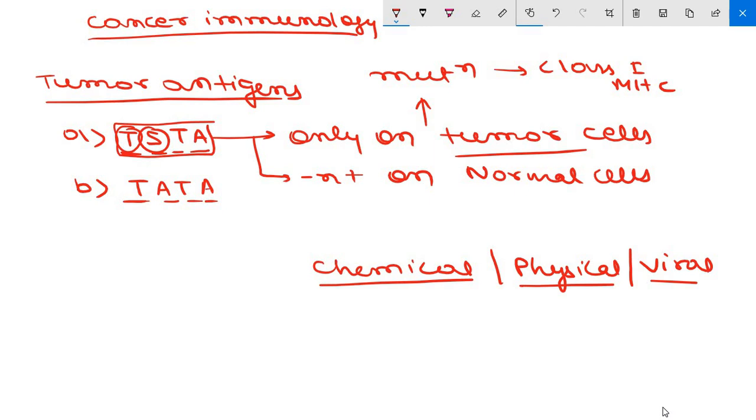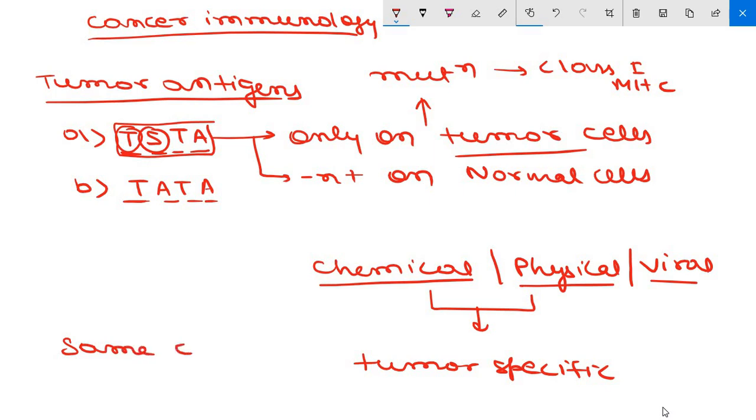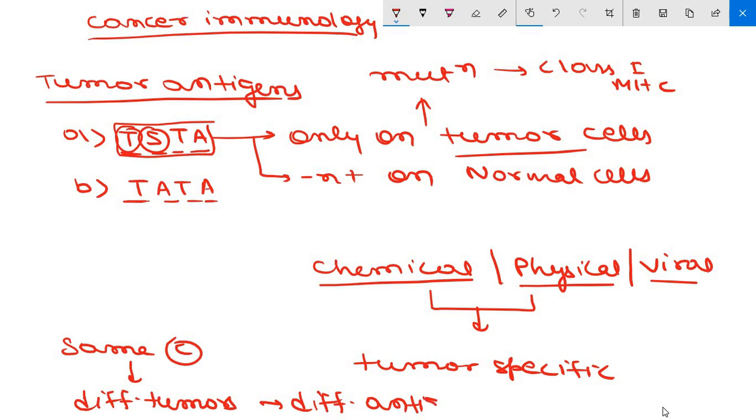But there is a difference between viral carcinogens and physical and chemical carcinogens. In chemically and physically induced tumors, the TSTA is tumor specific. It means different tumors possess different TSTA even though induced by the same carcinogen. So the same carcinogen causing different tumors produces different antigens.